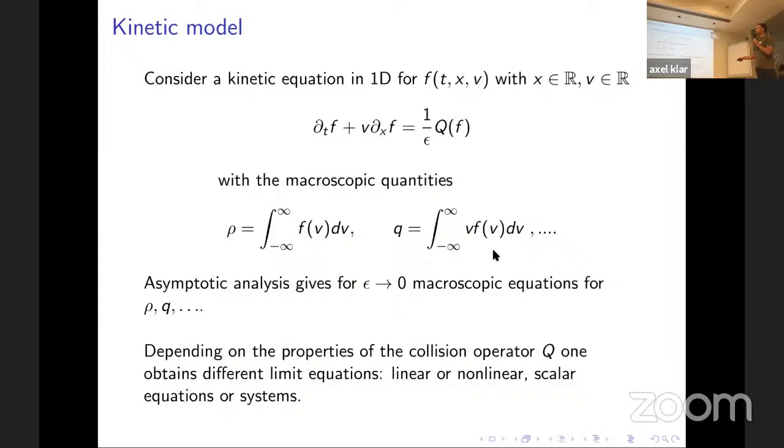And what an asymptotic analysis then gives you, for epsilon going to 0, are macroscopic equations for these macroscopic quantities. That's well known, of course, for lots of problems, in particular for the Euler equations or the full Boltzmann problem. Depending on the collision operator, you might get all kinds of limit equations, linear, nonlinear, scalar, or systems. That's in some sense, kinetic does everything. So that's the situation on the lane without boundaries.